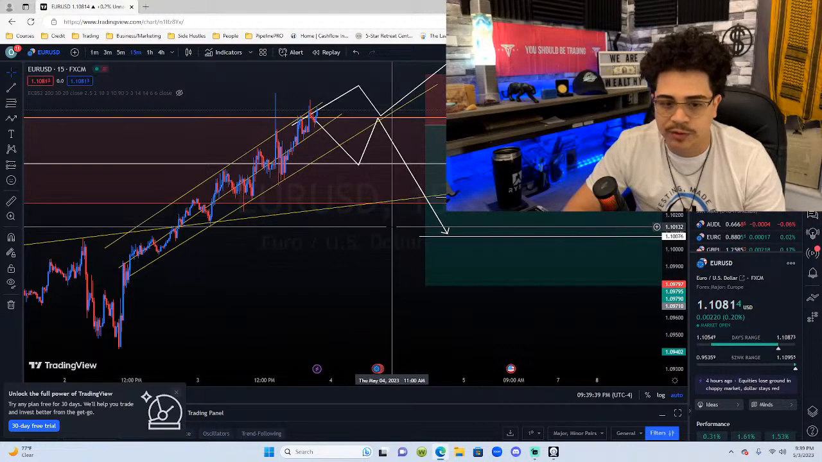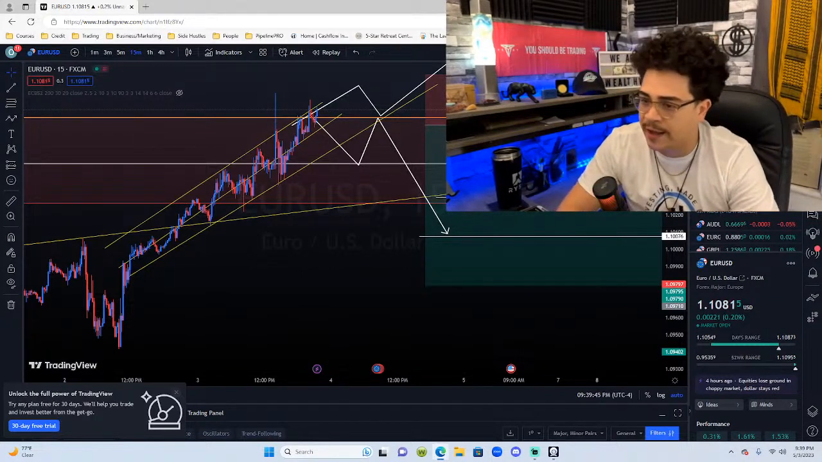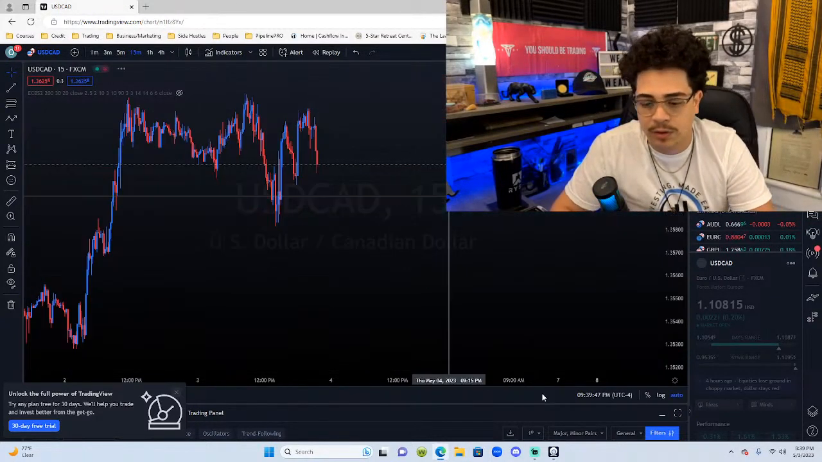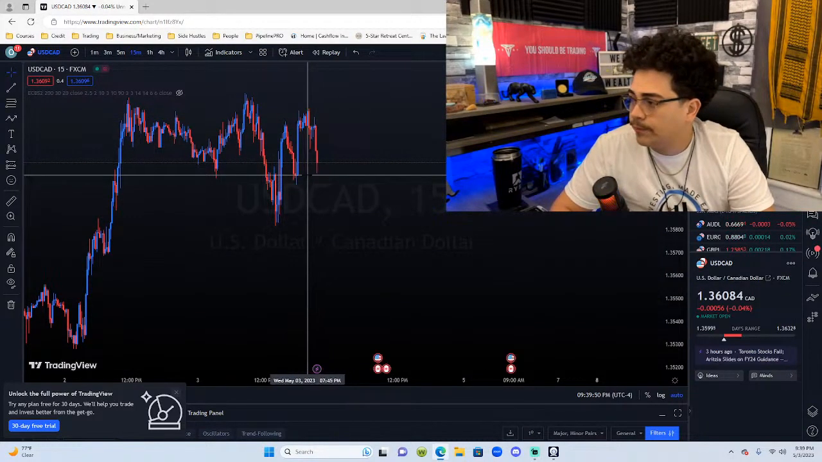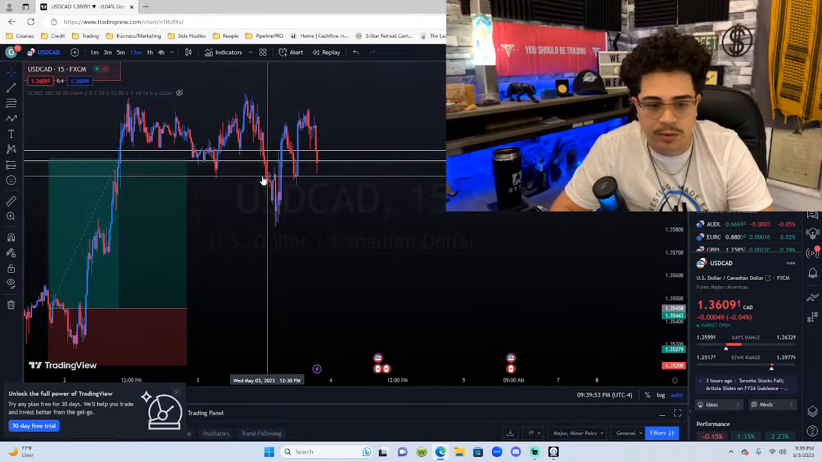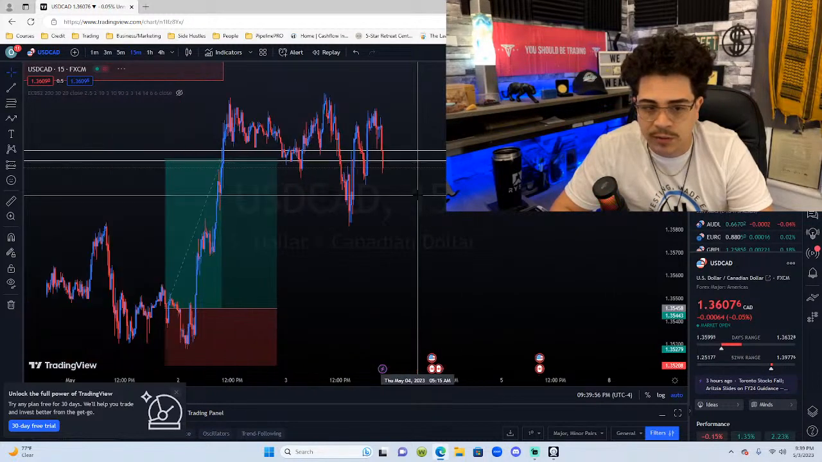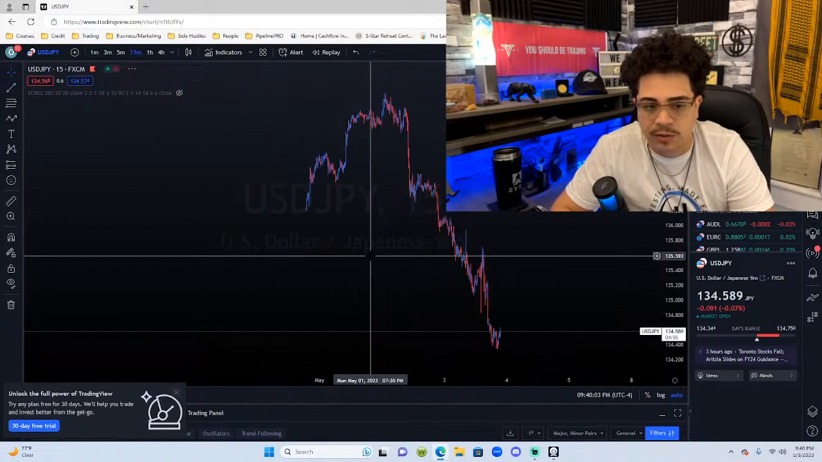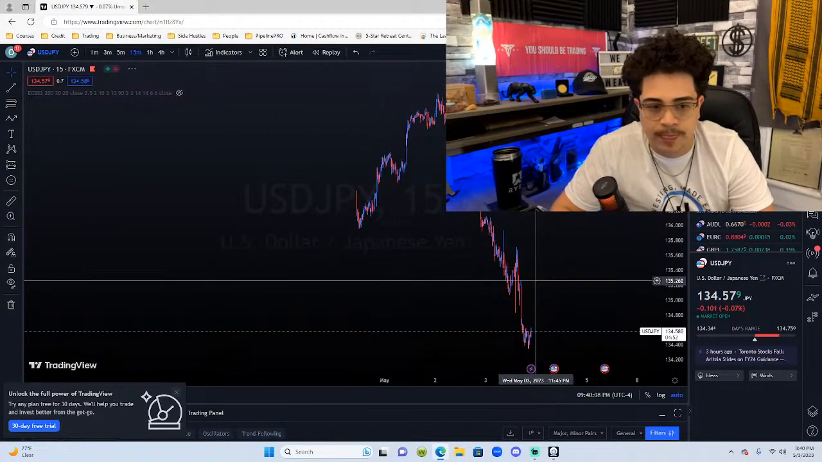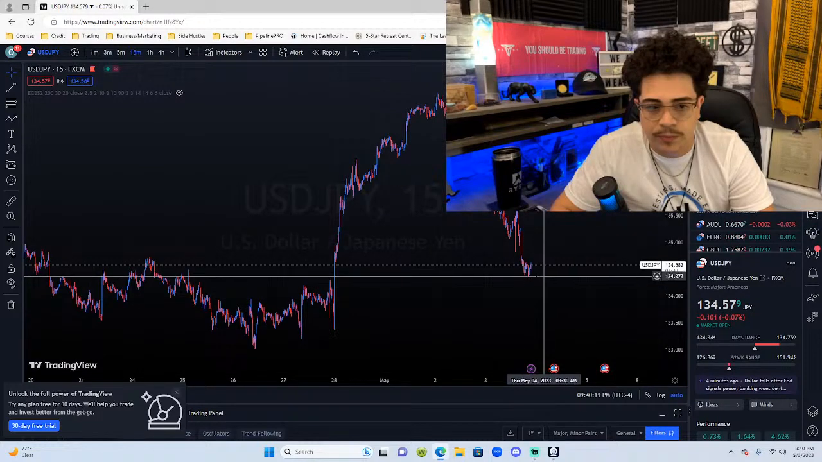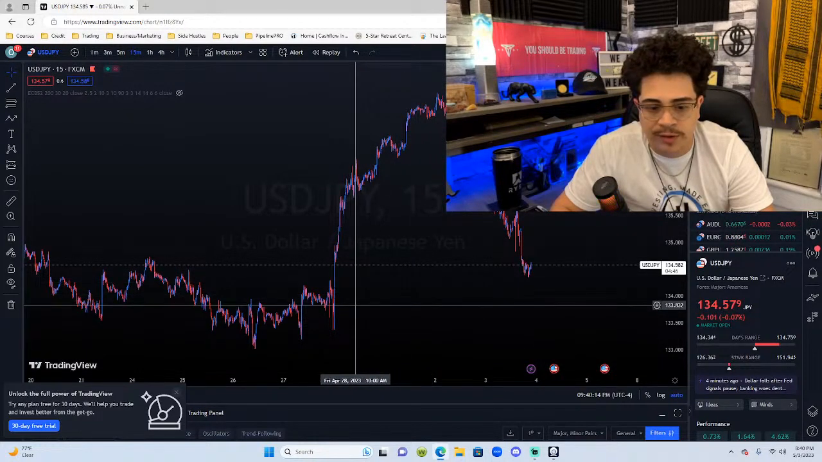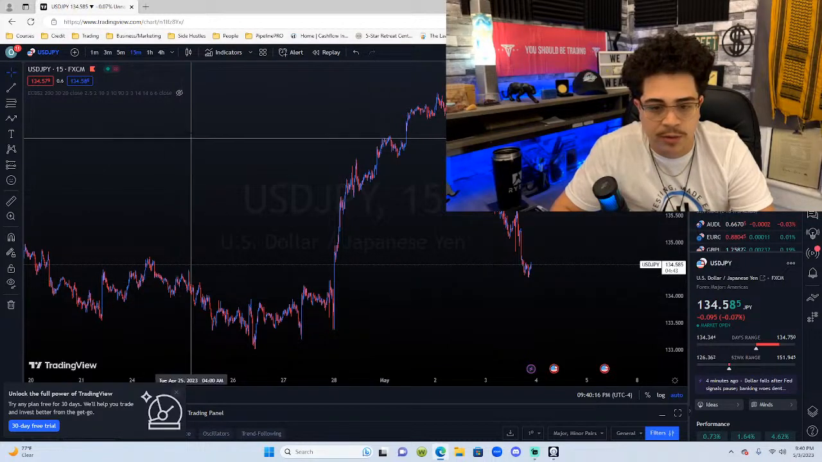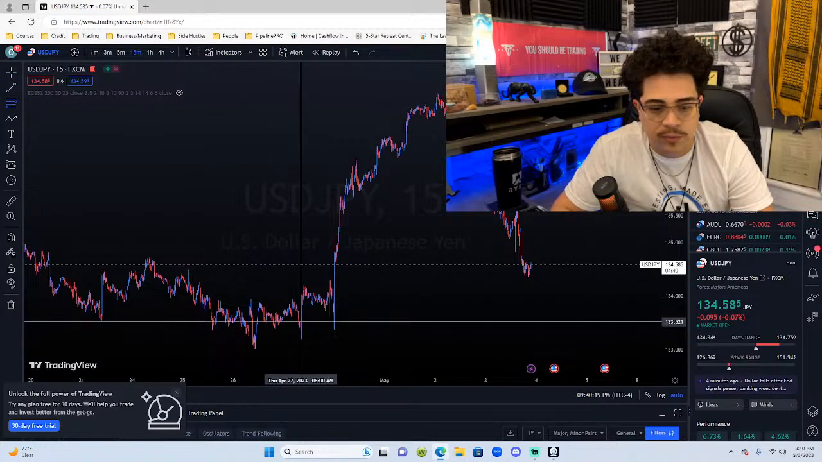Let's see what else. I'll wait on that pair for now. Let's see what USD CAD is doing. CAD had no currency strength at the time. Yeah, so that's still ranging there. I'm gonna avoid that for now. JPY had a holiday today, so that's no bueno. That came all the way back down to that demand area. Let's see. Strong fib.